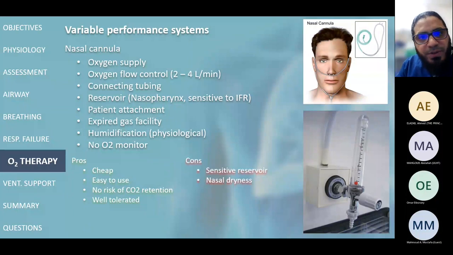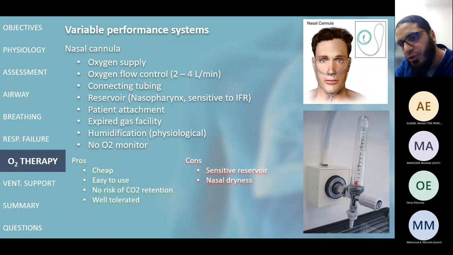I will start with the variable performance systems. They are very common, everybody knows them. The first one is the nasal cannula, and I've listed again the components to understand how this device works and what its limitations are. You can connect it to the oxygen source on the wall or a pressurized cylinder, and in the bottom right picture you can see the flow meter, and you can adjust the flow. And again, think about the flow. It's not the amount that you give to the patient, it's the speed of gas traveling through the connecting tubes.